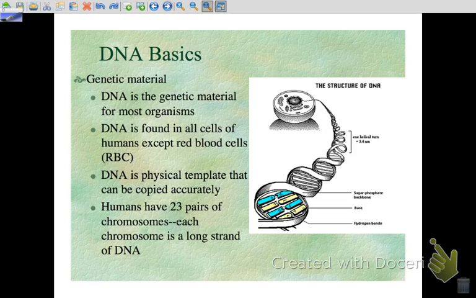It is the physical template for replication. So you create new DNA. For protein synthesis, you use DNA in order to create proteins. You each have 23 pairs of chromosomes, so 46 total. And each chromosome, and this is on your packet too, is one long strand of DNA. So how many long strands of DNA do you have? 23 pairs, so a total of 46. Each chromosome is a long strand of DNA.